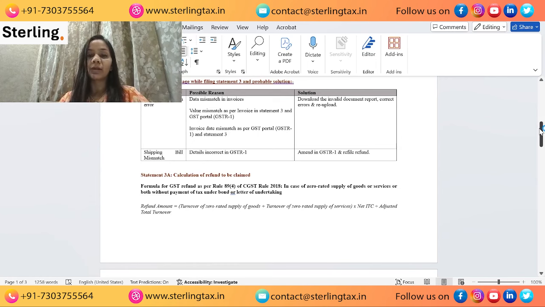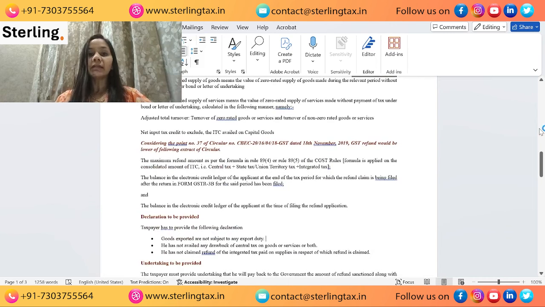That needs to be captured. If we have provided any kind of services but payment has not been received, that should not be considered for calculating the GST refund application. That is the most important point that we need to capture here. This is a pivotal thing that we need to capture here.